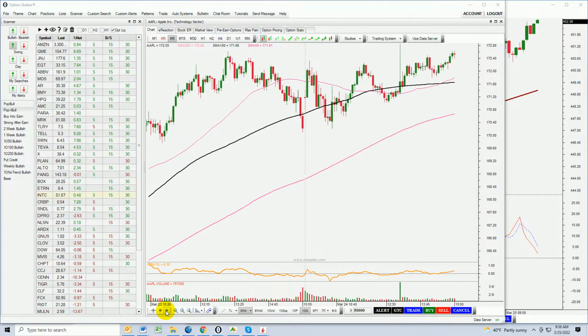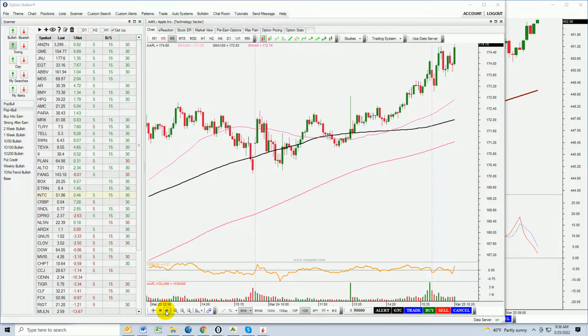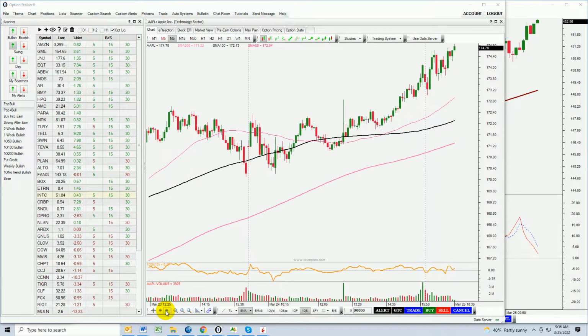You could have hung on to that for a couple of days even. And that's what I'm trying to give you, a good day trade and something that will work for an overnight swing. Apple currently at 175, up $5 in 2 days.